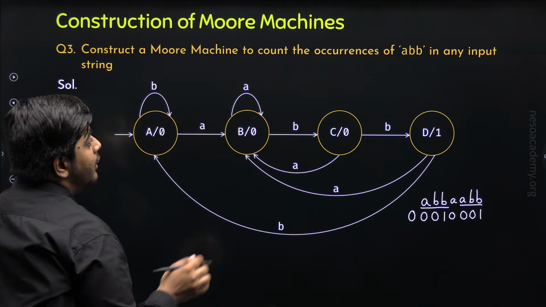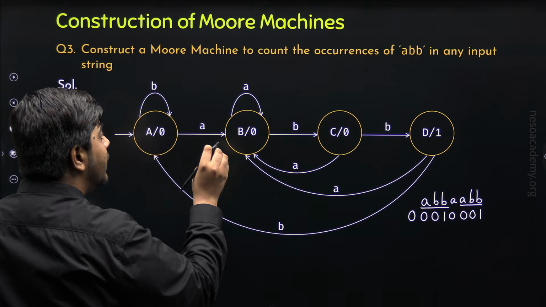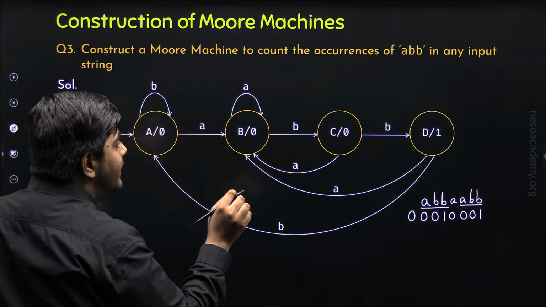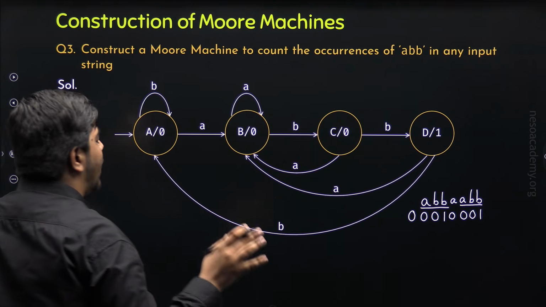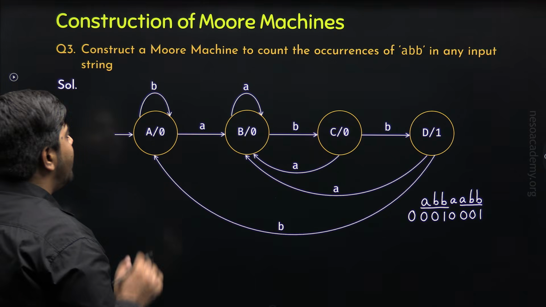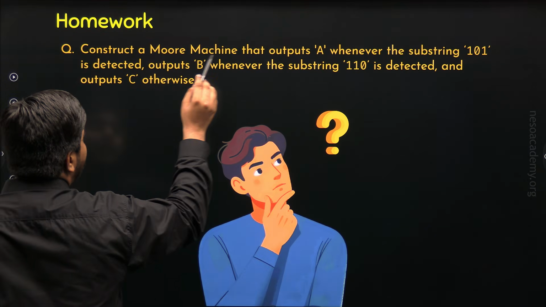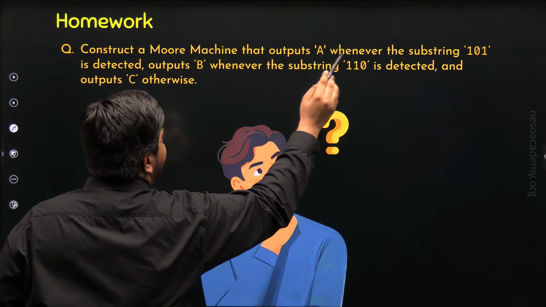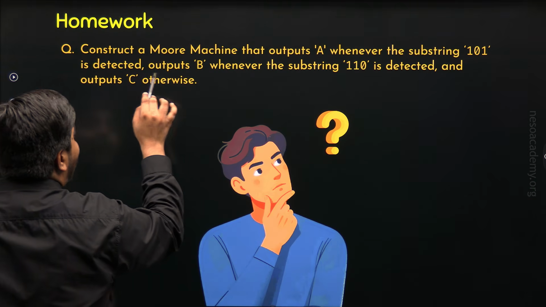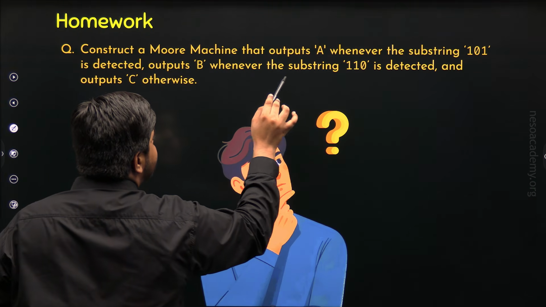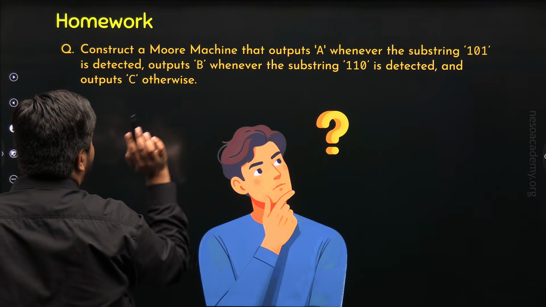output string. So this was problem number 3 in which we were required to construct the Moore machine to count the occurrences of a particular substring in any input string. Now before ending this lecture, I have one homework problem for you. Construct a Moore machine that outputs A whenever the substring 101 is detected, outputs B whenever the substring 110 is detected, and outputs C otherwise.